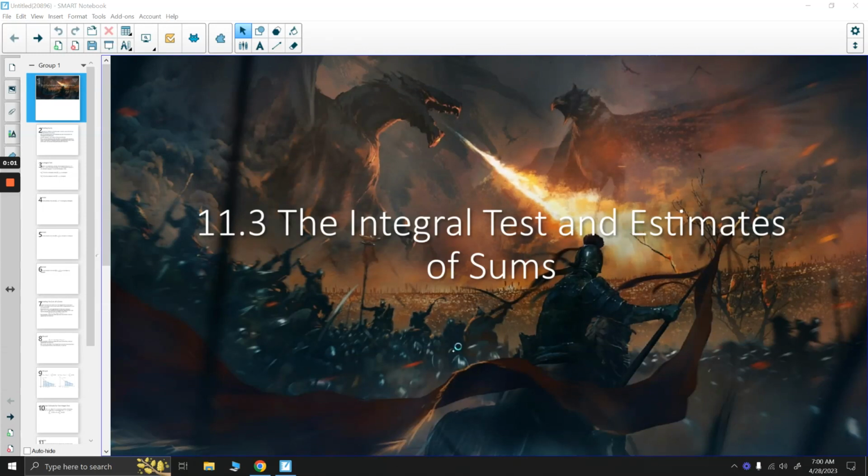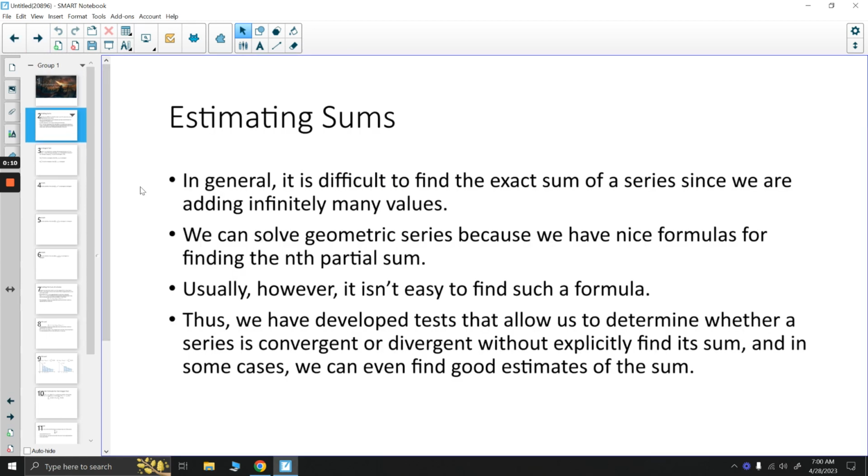Okay guys, so in this video we're going to talk about the integral test and estimates of sums. So let's first talk about that as a concept. In general, it's actually really hard to find the exact sum of a series.